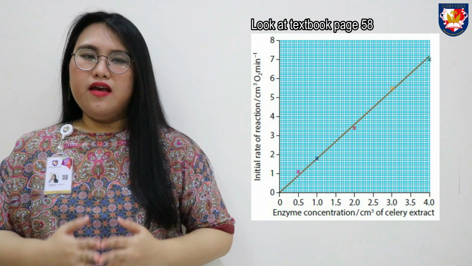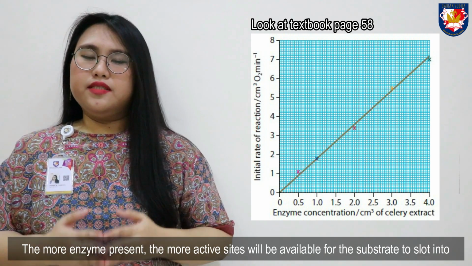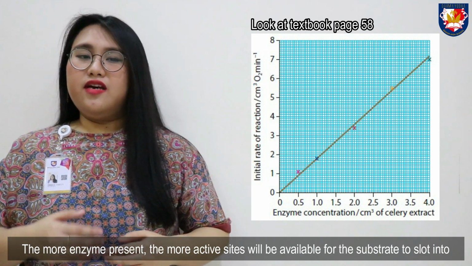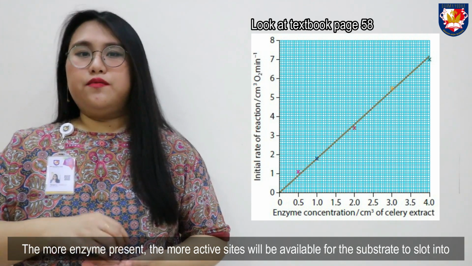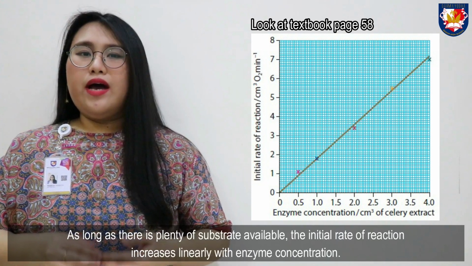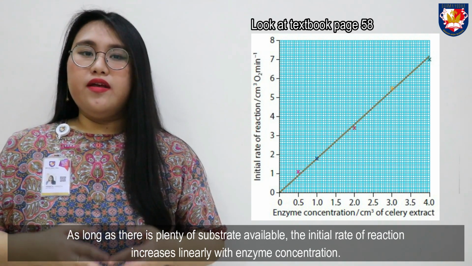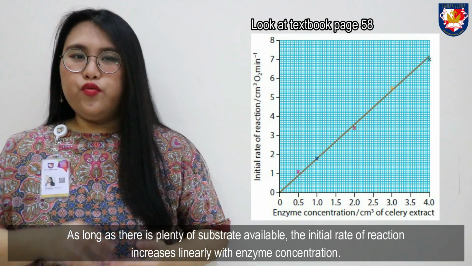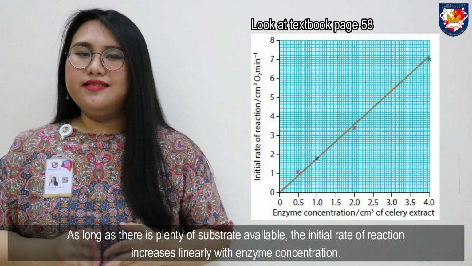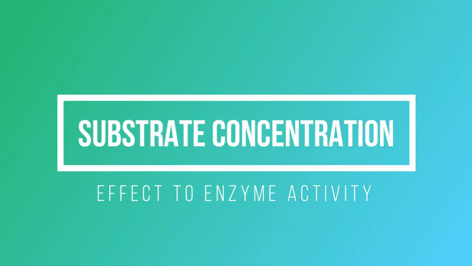From this graph, it can be concluded that the more enzymes present, the more active sites will be available for the substrate to slot into. So as long as the amount of substrate is available, the rate of reaction will increase linearly with the enzyme concentration. Now, let's talk about the effect of substrate concentration on enzyme activity.